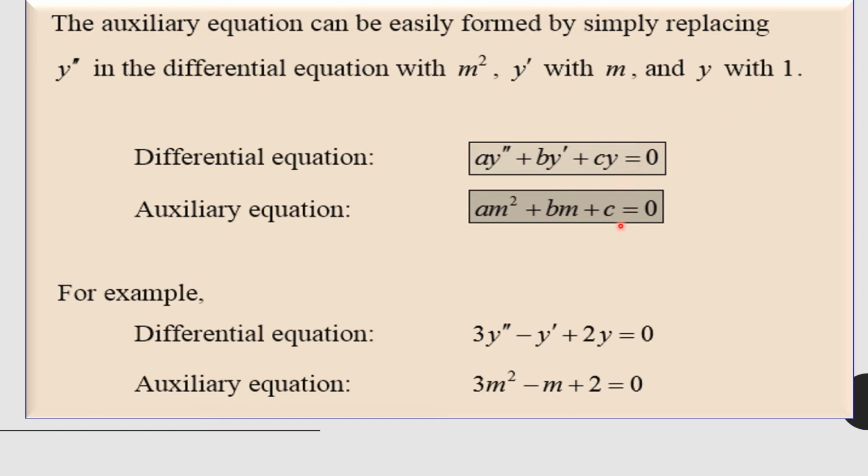So, if the differential equation is 3y double prime minus y prime plus 2y equal to 0, the auxiliary equation will be 3m squared, okay, replace y double prime by m squared, minus y prime replaced by m, minus m, plus 2 times 1. Y has been replaced by 1. So, this is the auxiliary equation corresponding to the given differential equation.